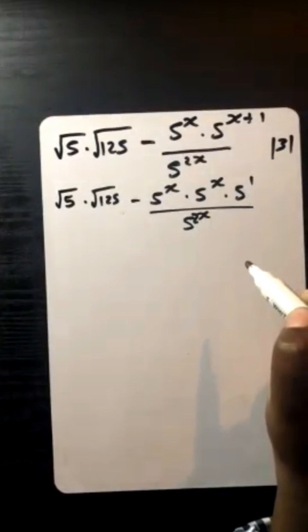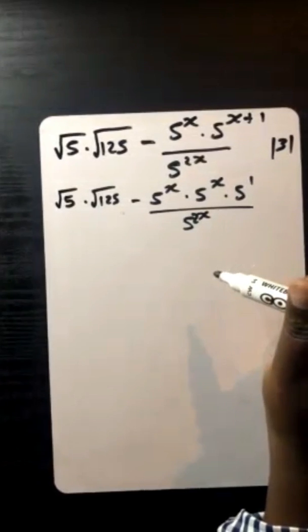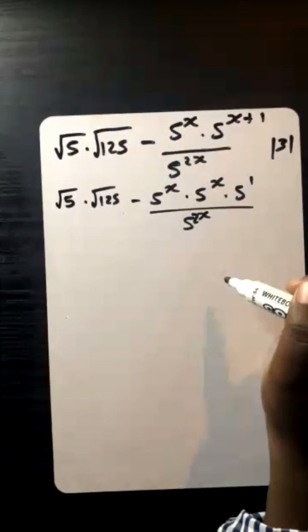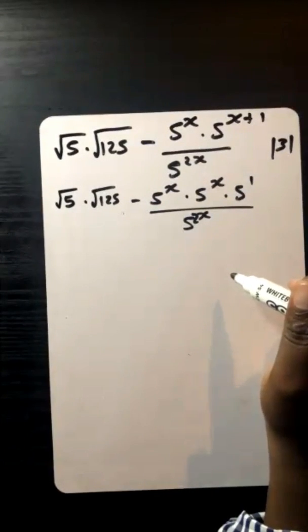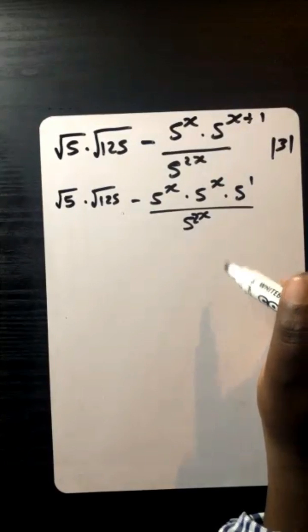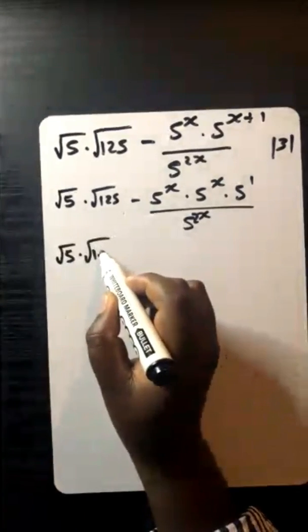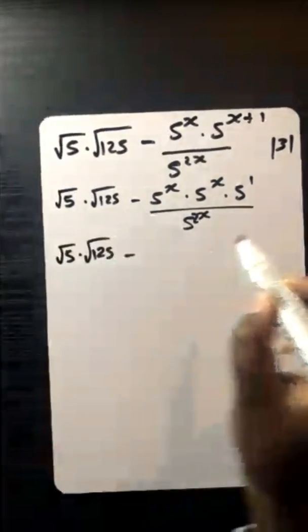Before I forget, we've got a 2 over there. Remember, guys, there's a lesson where I do maths basic rules. So you've got square root of 5, square root of 2, 5 minus.